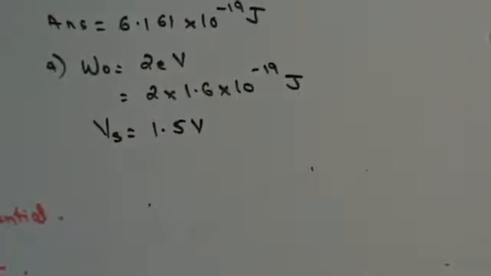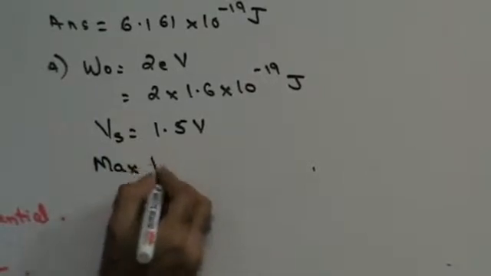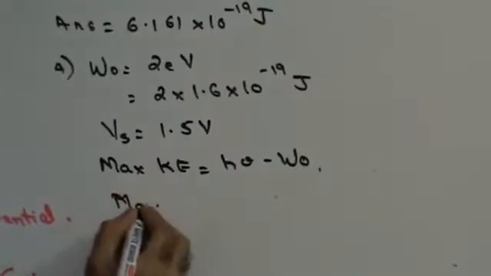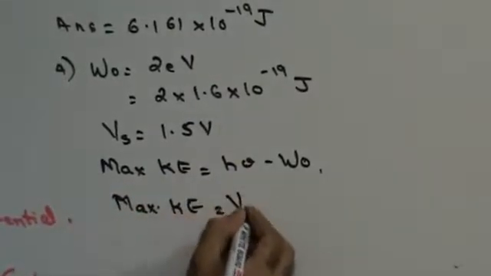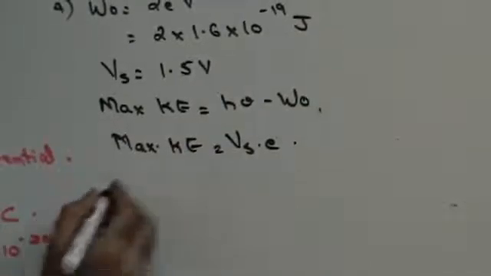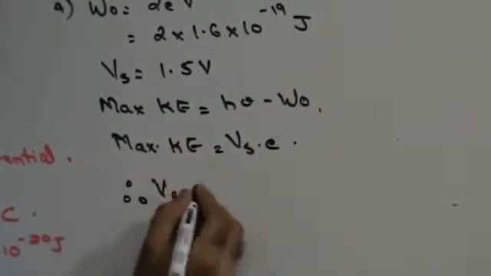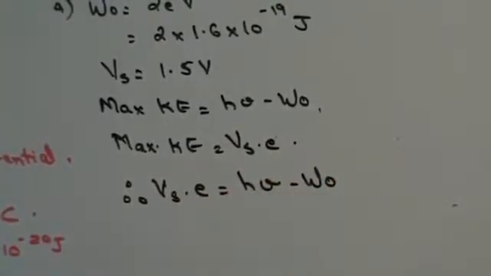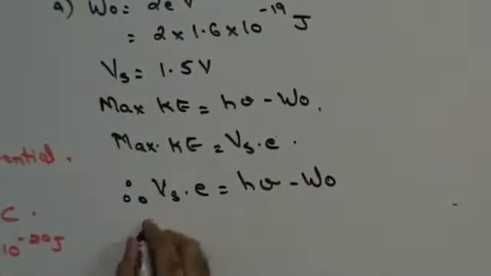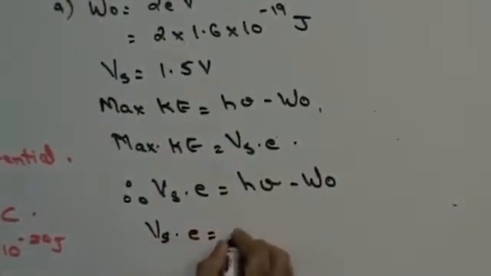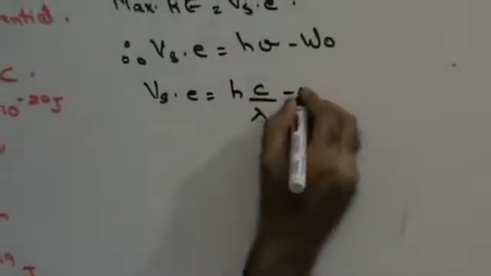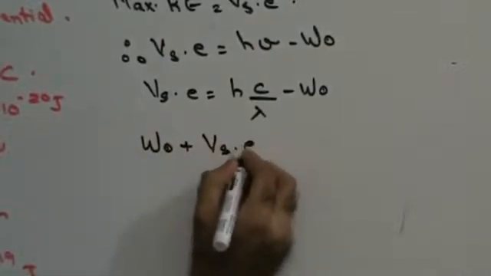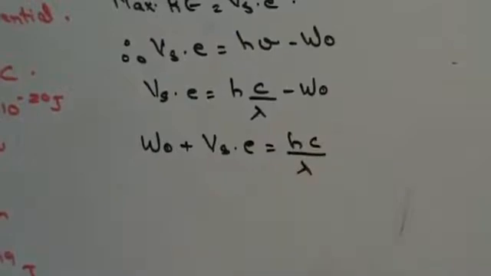Similar to the previous sum guys, I can say that max kinetic energy is equal to hν minus work function. I can also say that max kinetic energy is stoppage potential into charge on electron. Therefore, stoppage potential into charge on electron is hν minus w0. Now, ν can be written as c upon lambda. So, stoppage potential into charge on electron is equal to hc upon lambda minus w0. Take w0 on the other side. So, w0 plus Vs into e is hc upon lambda.